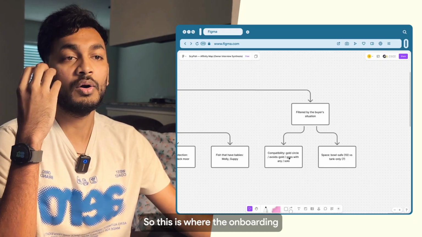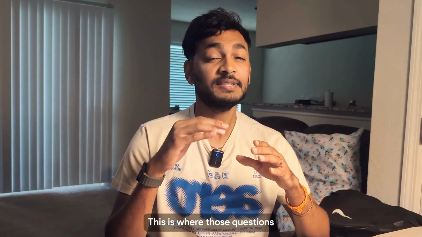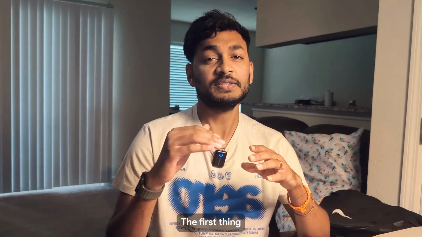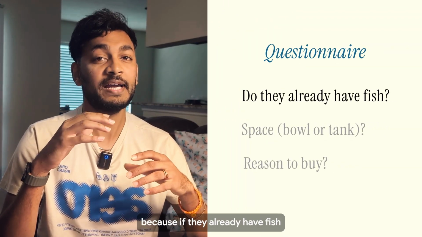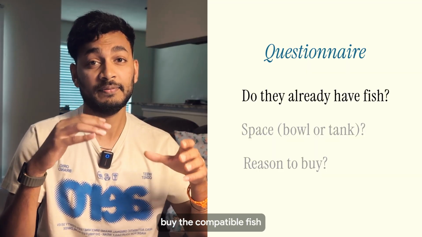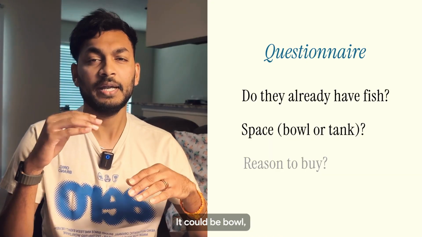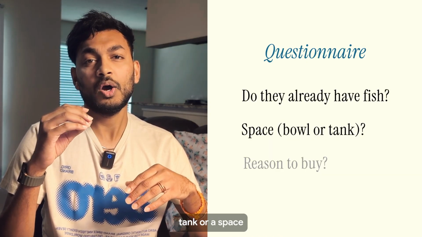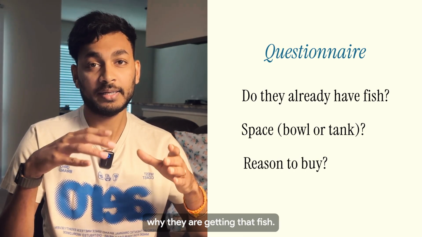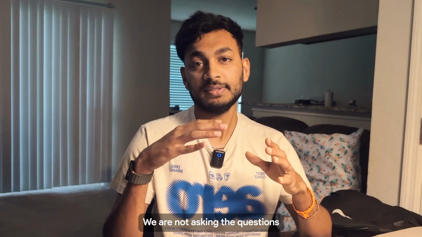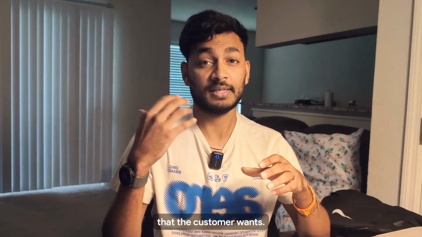So this is where the onboarding process comes in. Earlier I mentioned that the onboarding starts with a small questionnaire. This is where those questions actually came from. The first thing we need to understand is, do they already have fish at home? This is important because if they already have fish at home, they need to buy fish compatible with the existing ones. The second thing we need to ask is, how much space do they have? It could be a bowl, an existing tank, or a space they are planning to use for a tank. And then we can understand why they are getting that fish. We are not asking the questions just for the sake of collecting data, but we want to narrow down to the right fish that the customer wants.